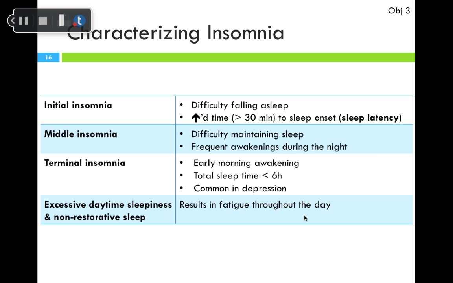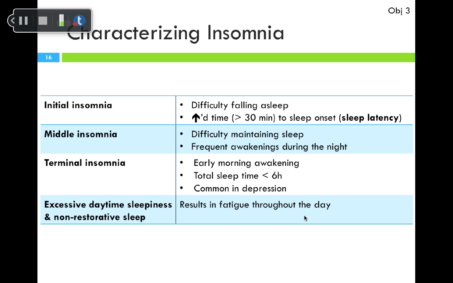So how do we characterize insomnia? Well, we have a few different types. There's initial insomnia, and that's when people report difficulty falling asleep, an increased time to sleep onset that is longer than 30 minutes. Time to sleep onset is defined as sleep latency. So you may hear experts in the field say extended sleep latency, and that means they have extended time to falling asleep. It's taking them too long to fall asleep.